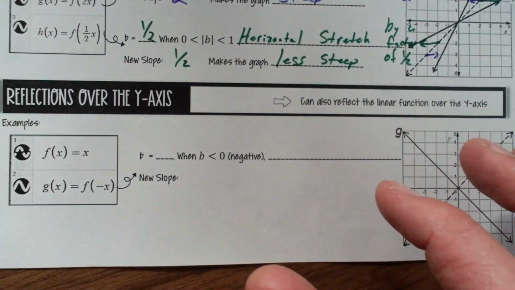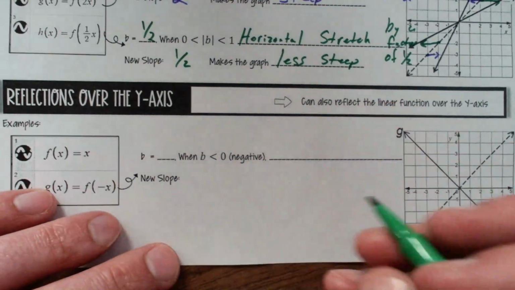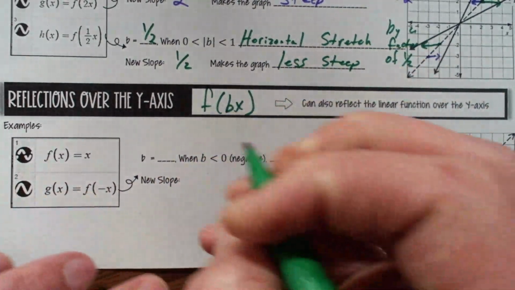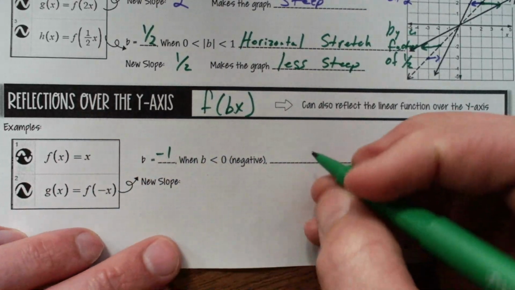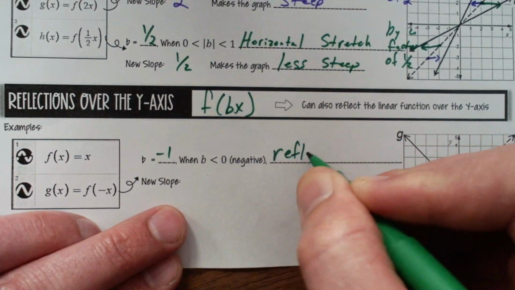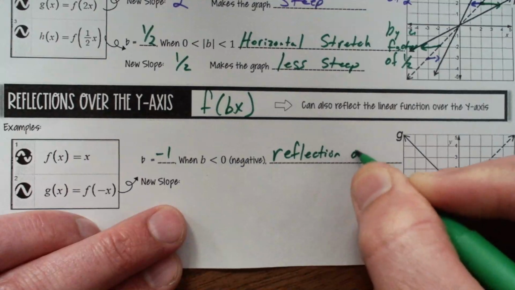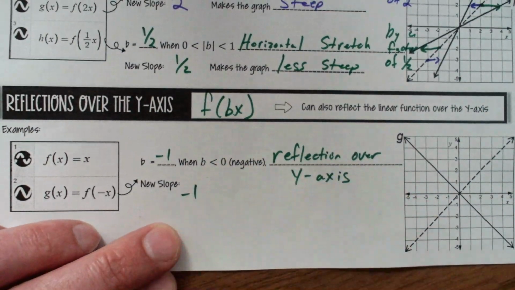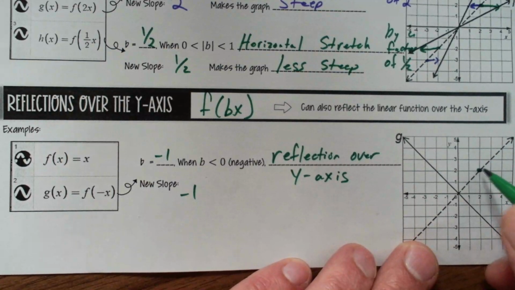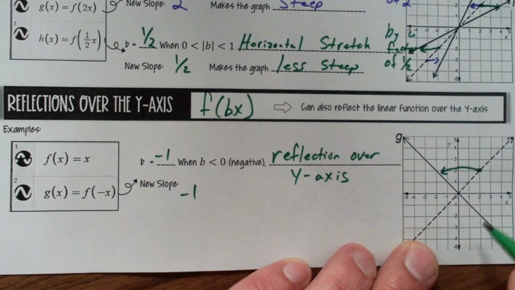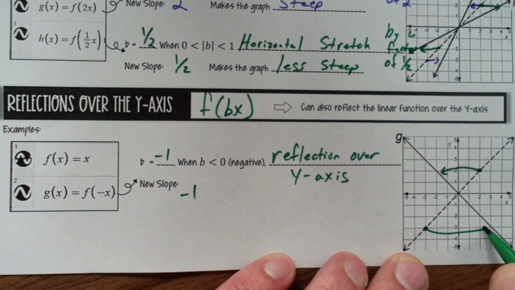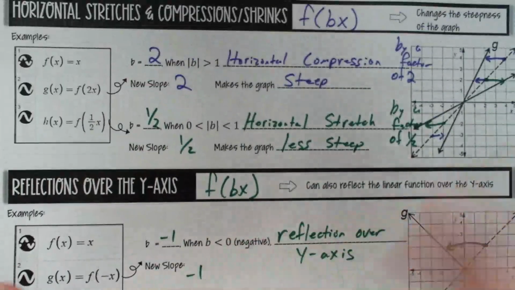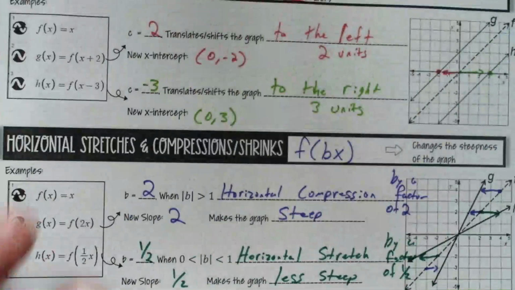In this last part, when we have f of bx and our b is negative, this does cause another reflection, and it's over the y-axis. So our new slope is -1. So what happens is it takes this point and reflects it over here. It takes this point and reflects it over here. And that is a look at horizontal linear transformations.